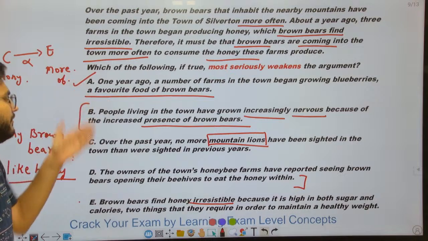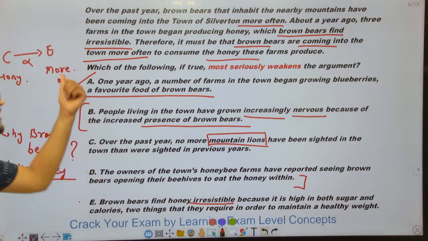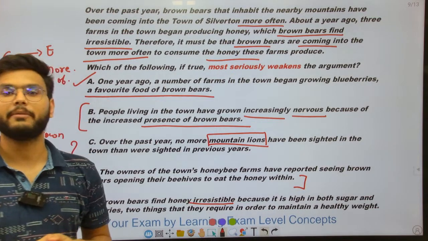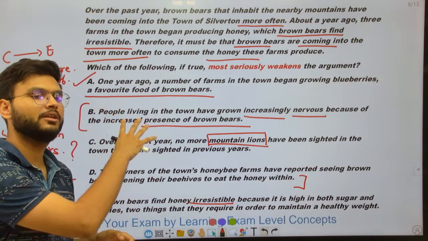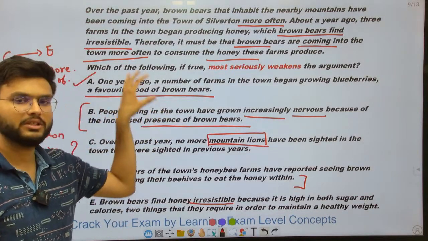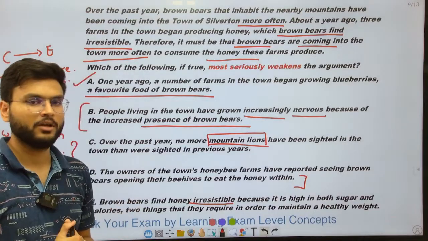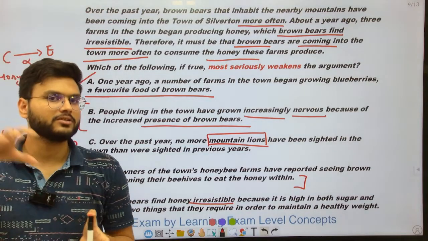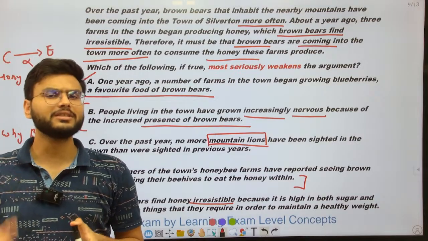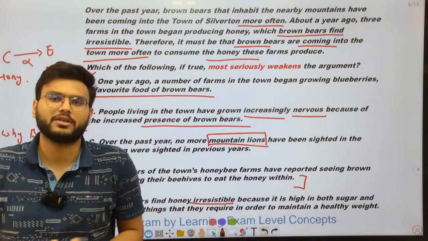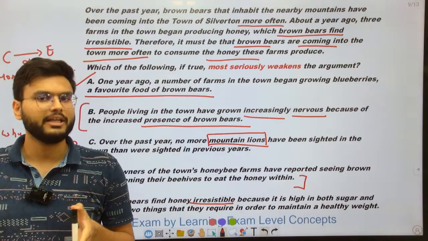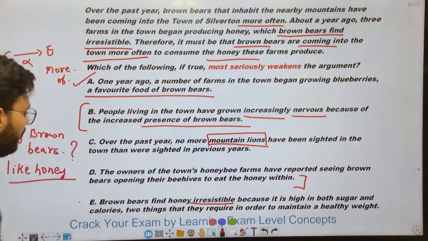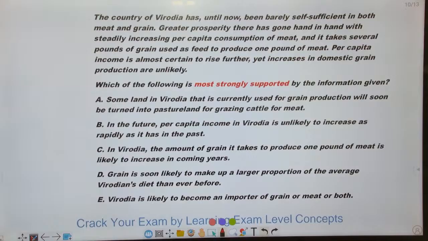So we have only one choice which weakens the argument, which is option A, and option A brings new information in these situations. So please be focused. Please look at the importance of each option choice and do not just eliminate it because it brings new information. You have to look at the thought and the flow. Okay. All right. Now we have one more question.